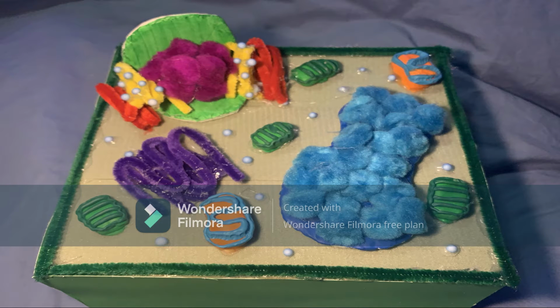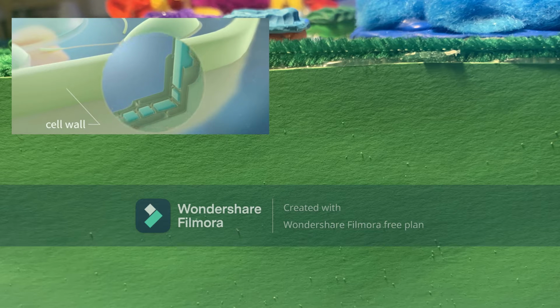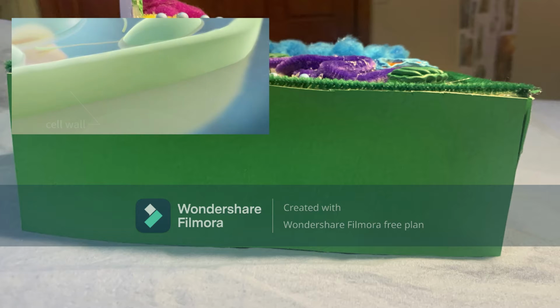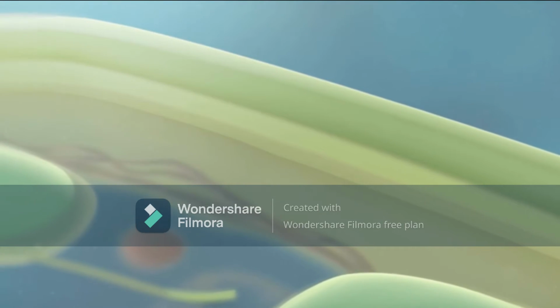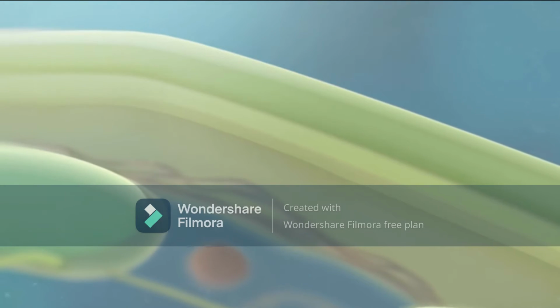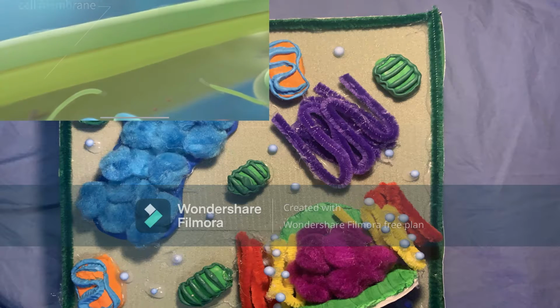I'm Mia, and this is my model of the plant cell. On the outside of the plant cell, there is lime-colored paper that surrounds the cell. This is the cell wall. The cell wall surrounds the plasma membrane in plant cells. The main function of the cell wall is to provide structure, protection, and support for the cell. Animal cells do not contain a cell wall.